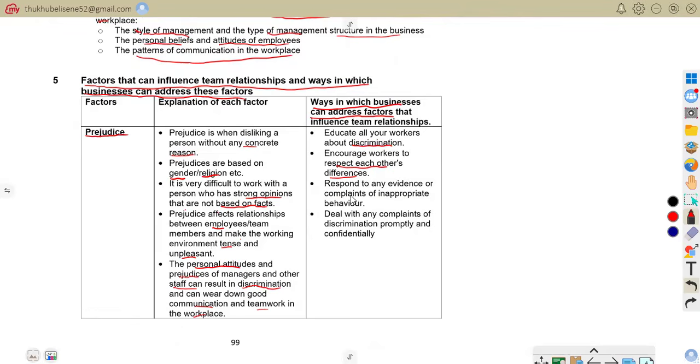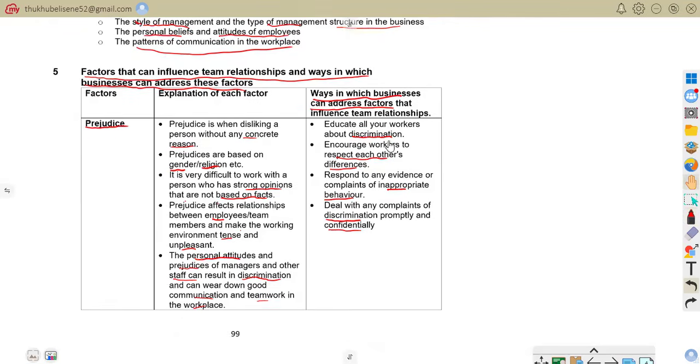Respond to any evidence or complaints of inappropriate behavior, the behavior that is not appropriate. Deal with any complaints of discrimination promptly and judiciously. So that is that. So now let us move on.